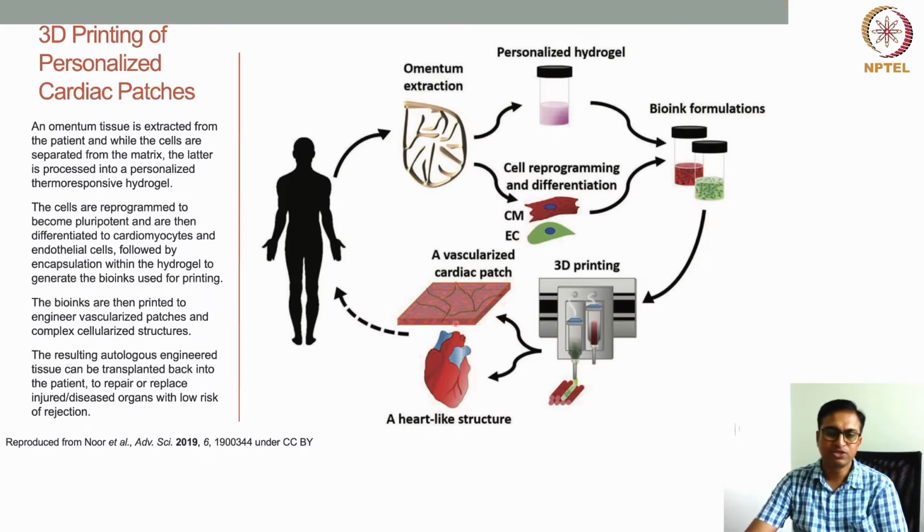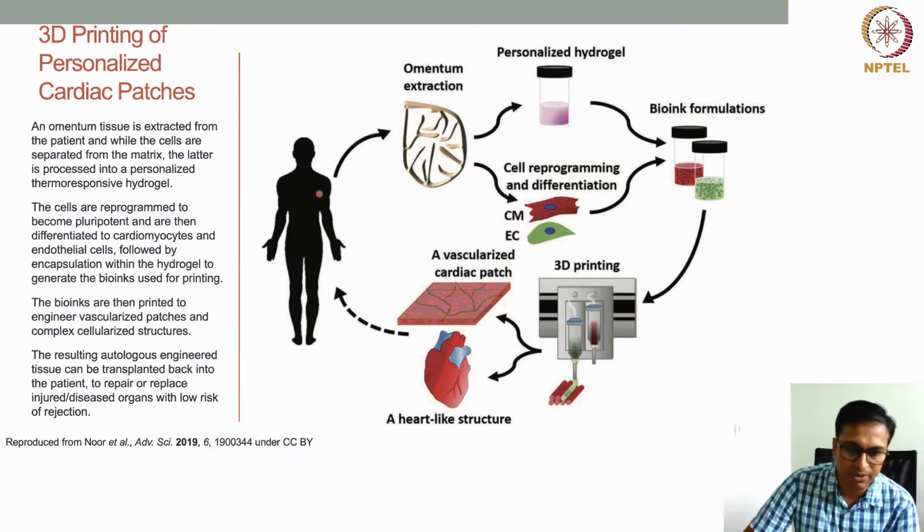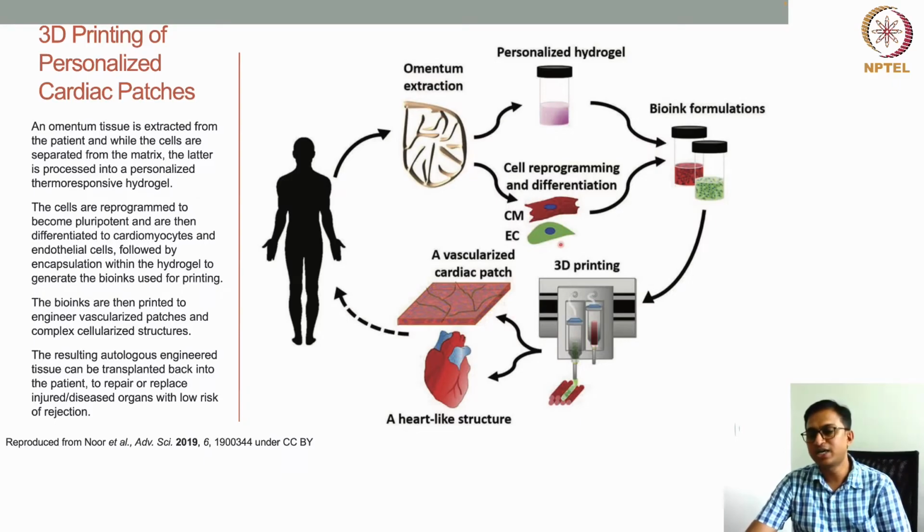After maturation, that can be implanted into the diseased area. Suppose there is an MI, a myocardial infarcted area, where the patch can be implanted, and it can help in the regeneration of that area. So this is the schematic for generation of personalized thick and vascularized cardiac patches using the patient's own tissue.